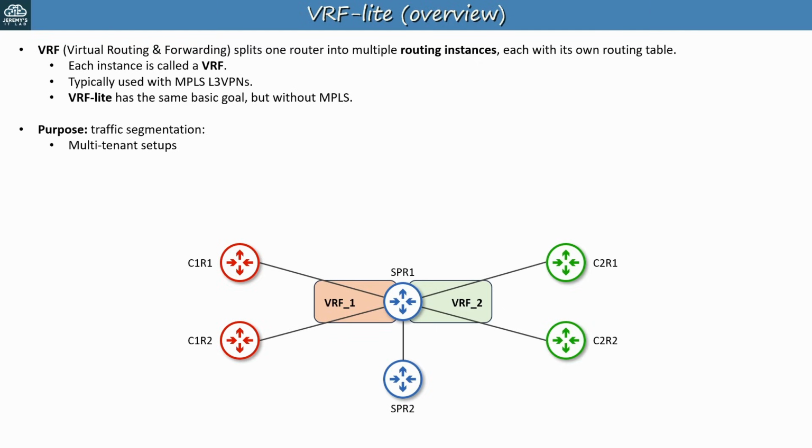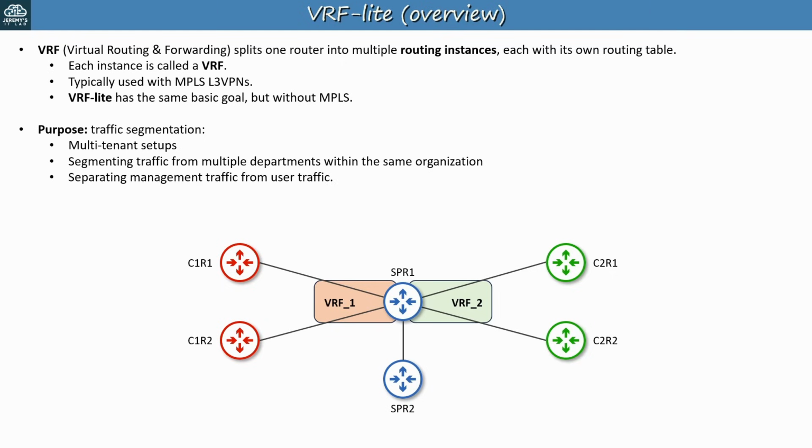traffic from other customers. And the connection to SPR2 might remain in the default global routing instance, or it might use a separate VRF. So that's one use case for VRFs. But it could also be used to segment traffic from multiple departments within the same organization, if that's a requirement. It's also common to have a management VRF to keep network management traffic and user traffic separate.